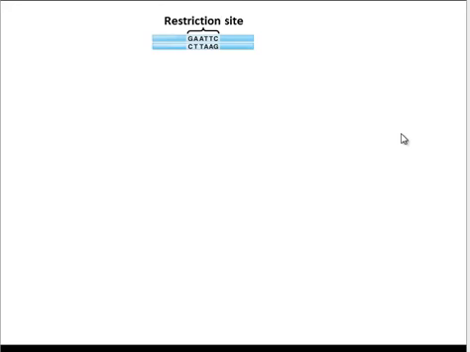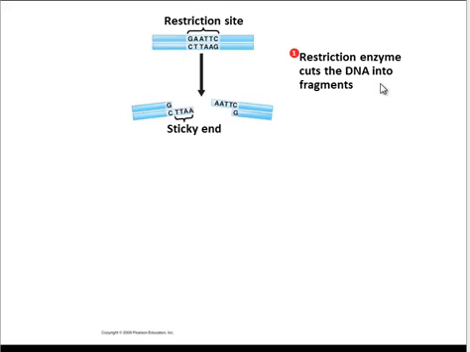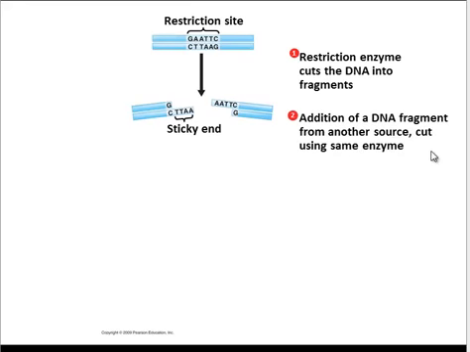Now let's take a look at how we would use these two enzymes together to create recombinant DNA. So here's our DNA sequence. Here's a restriction site for a particular restriction enzyme. First thing we're going to do is add a restriction enzyme to cut it into fragments. There we go. And here you can see the sticky ends. Now, we're going to add DNA from another source that's also been cut using the same enzyme. And this is important because using the same enzyme means that you get the same sticky ends. So here's DNA from one organism, here's DNA from a different one, but same sticky ends.